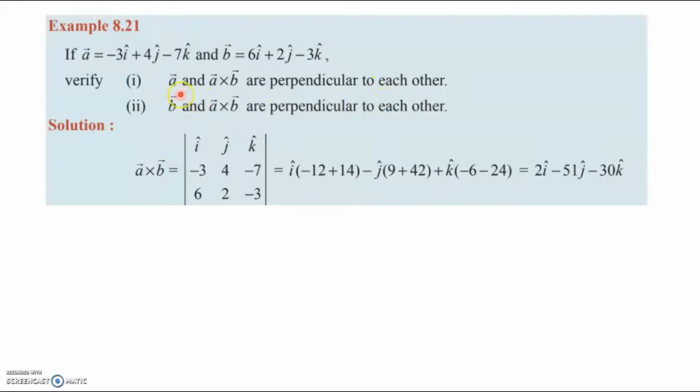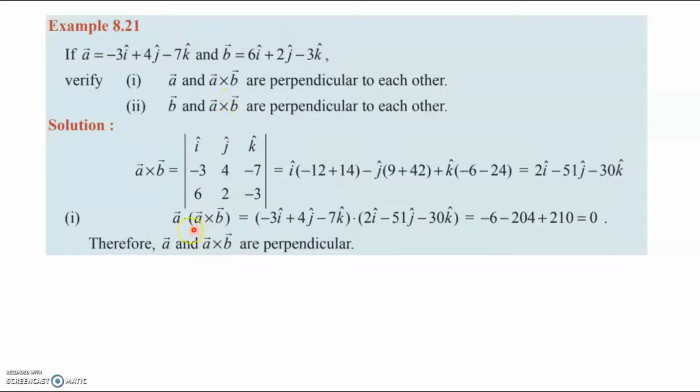So, for proving that A vector and A cross product with B vector are perpendicular to each other, if we show that A dot product with A cross product with B is equal to 0, then they are perpendicular. So, we need to prove that A dot product with A cross product with B is equal to 0. So, when we solve it, we get the answer as 0. Therefore, A and A cross product with B are perpendicular.